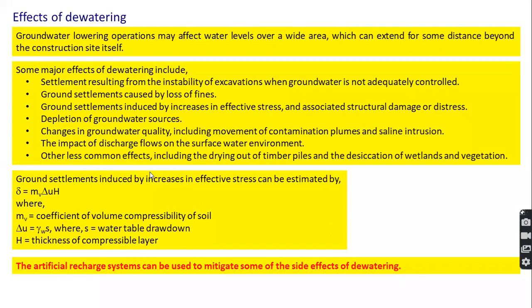The ground settlement induced by the increase in the effective stress can be calculated using the equation, using the coefficient of volume compressibility of the subsurface. Delta U is the effective stress increase or the pore water pressure change due to the drawdown of water table. H is the thickness of the compressible layer. So this can be used to approximate the ground settlement induced by the drawdown of the water table.